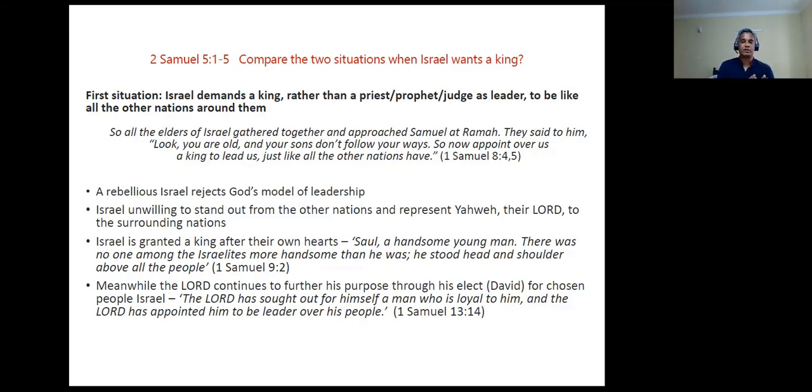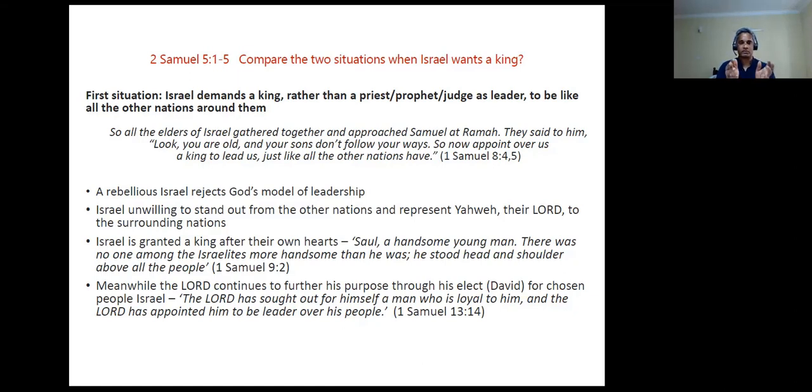Israel was to be, in God's purpose, a model representing Yahweh, right? They are like the lamp that should not be hidden. They are supposed to represent Yahweh in Israel, through Israel, to the surrounding nations. When they rejected God's model of leadership, they were also saying that they were unwilling to stand out from the other nations. They wanted to be like the other nations, right? So Israel is granted a king.